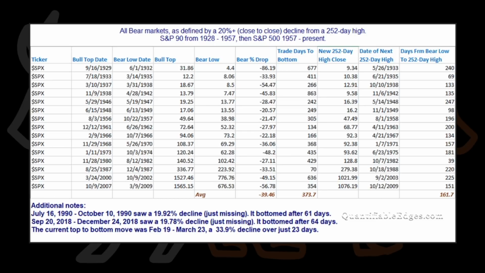Since there were multiple drops of 50% or more, you probably want to be able to identify them as bears. What stood out to me here is that the top to bottom decline, from February 19th to March 23rd, we dropped 34% in 23 trading days. Every other bear market has been at least 70. That was 1987. There was one that was 70.